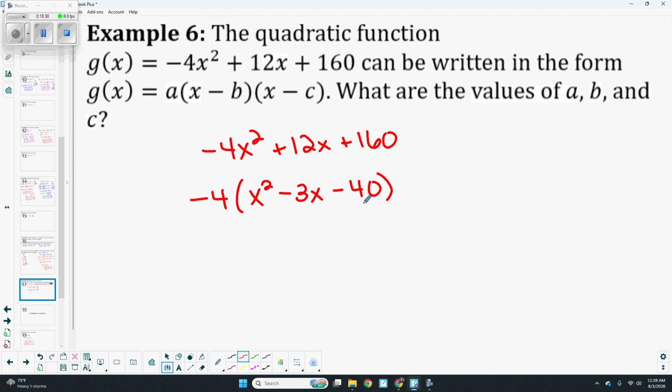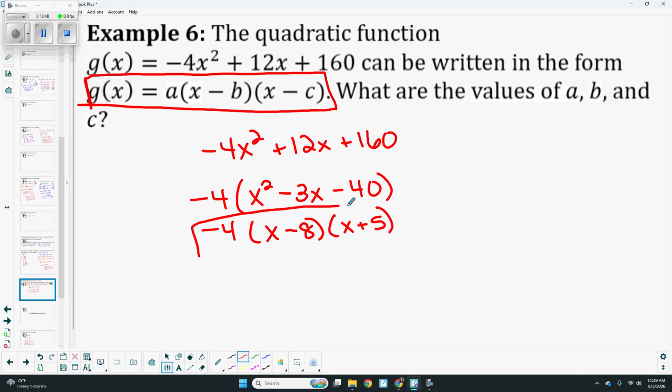Now I want to factor what's left inside here, right? So I'm looking for what multiplies to negative 40 and adds to negative 3. We can go ahead and make our list. I already know it's negative 8 and 5. So x minus 8 and x plus 5. So this is now this, right?